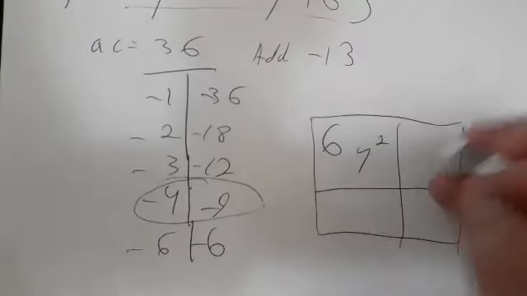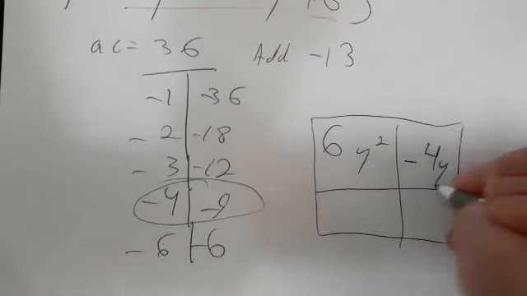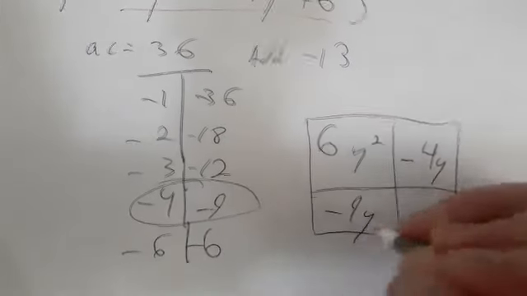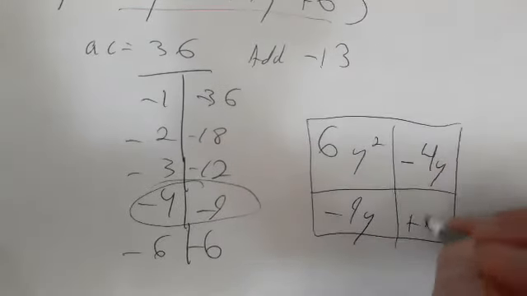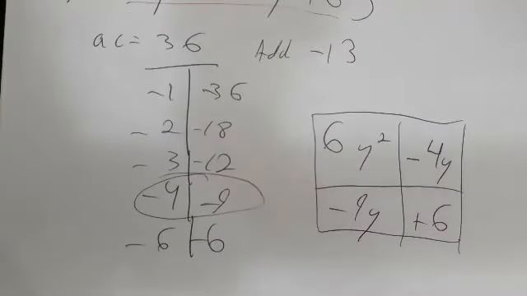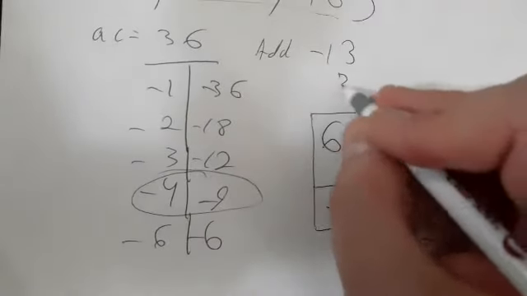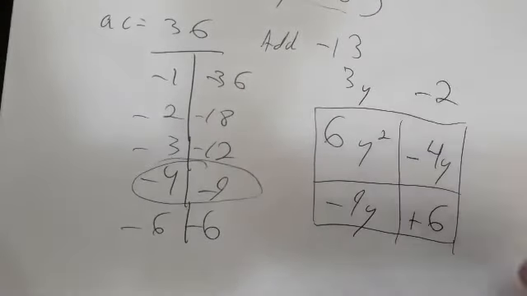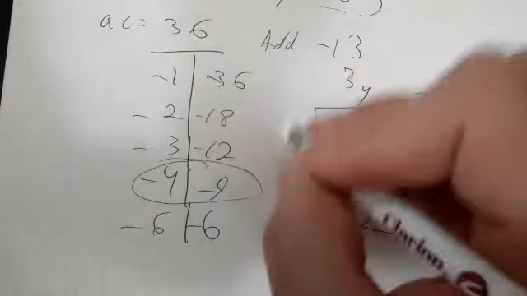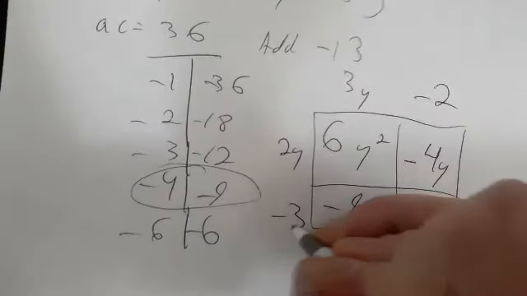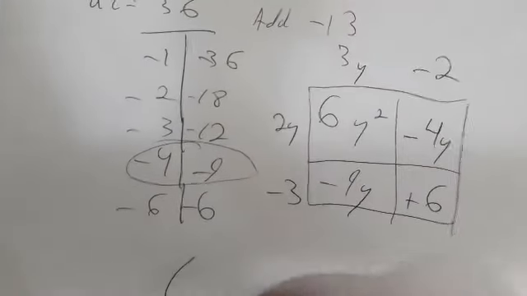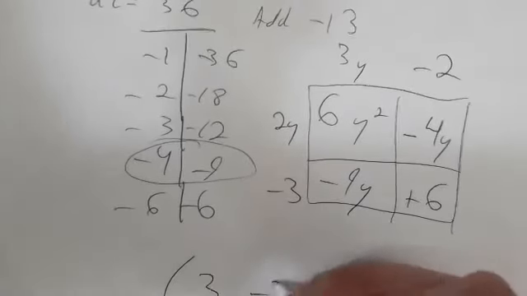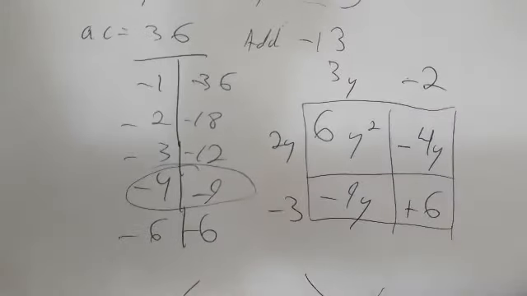Put it in the box. I'm separating the y into minus 4y and minus 9y. So I'm looking down here, I can pull out 3y and a minus 2, since that leaves the negative, and this is 2y and a minus 2, since that leaves the negative. And so my true factors are 3y minus 2 and 2y minus 3.